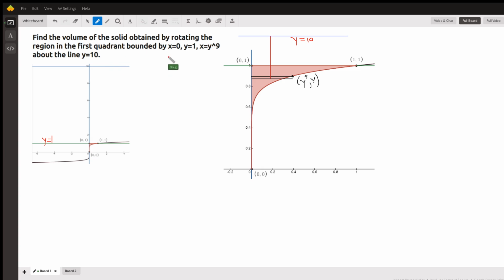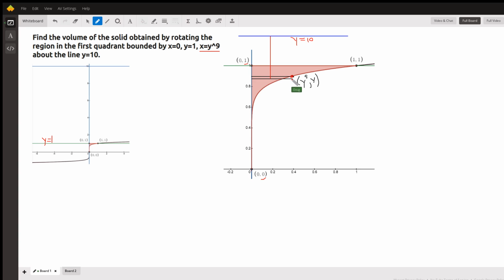Since we already have x in terms of y right here, it looks like the shell method is probably the method to use. And I'm coming over here to the bigger picture to talk about that. If we envision a typical shell, for any y between 0 and 1, that's these y coordinates right here, the x coordinate is y to the 9th. That's what you do to y to get the x coordinate, which is the length of that black segment right there.